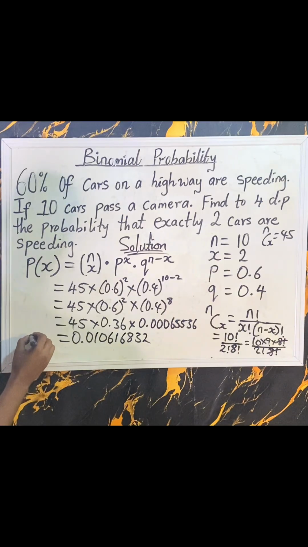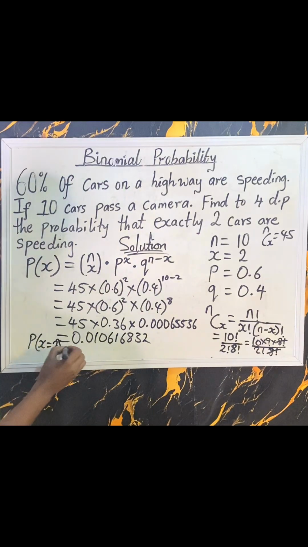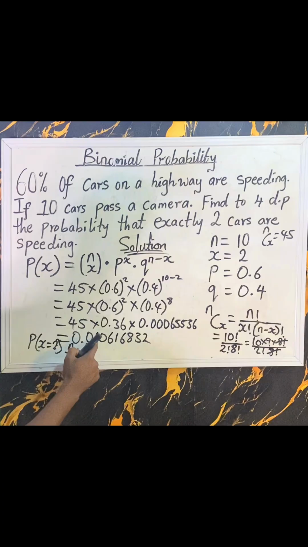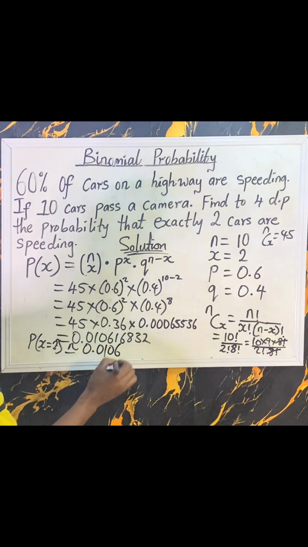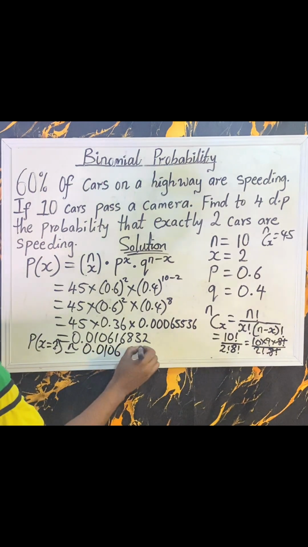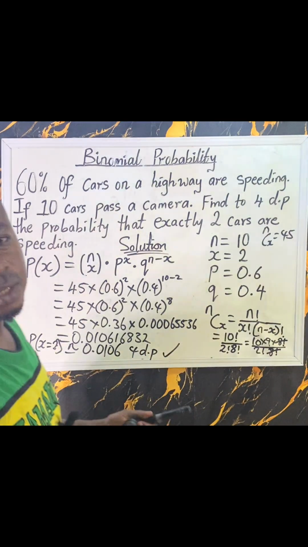So the probability of x, which is exactly 2, will be approximately 0.0106. The number next to this 6 is 1, so nothing is added. So we're having 0.0106 to 4 decimal places. That becomes our final answer.